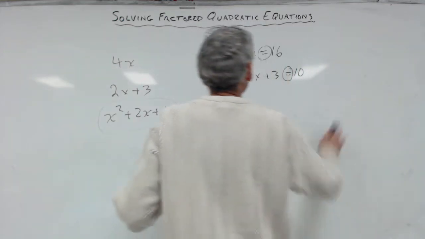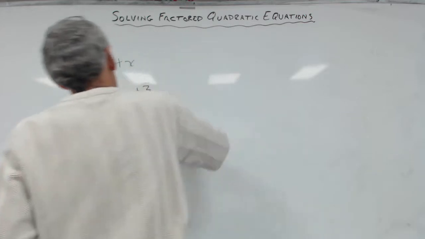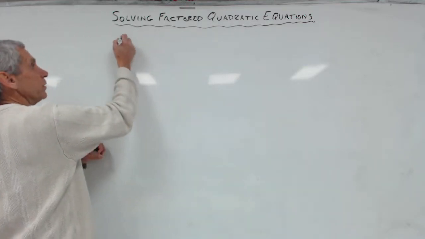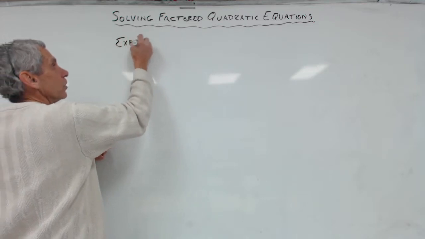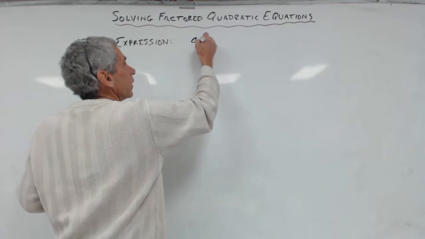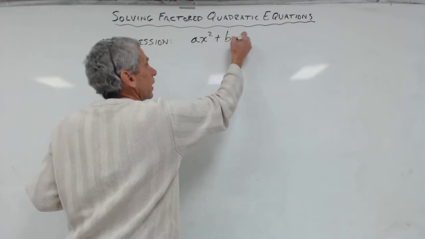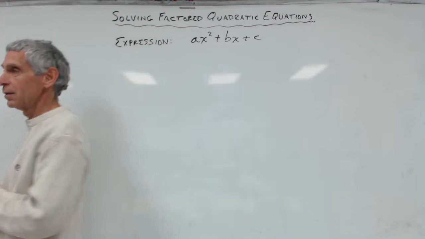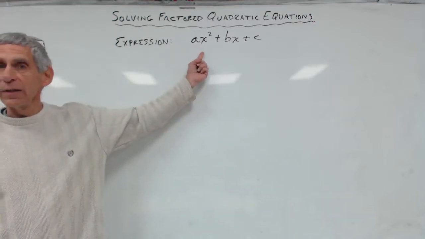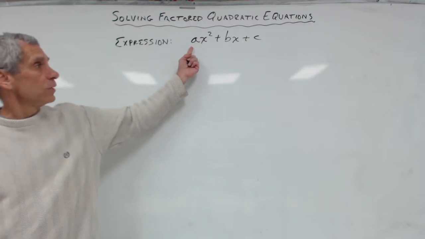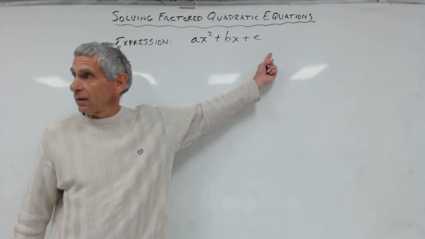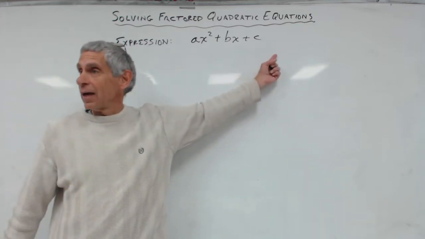And so what we're going to be doing instead of this is the expression, right, that you guys have learned. It's ax squared plus bx plus c. You guys remember that? So a is the number in front of the x squared. B is the number in front of the x. And c has no x at all, right? Now, there is no equal sign.